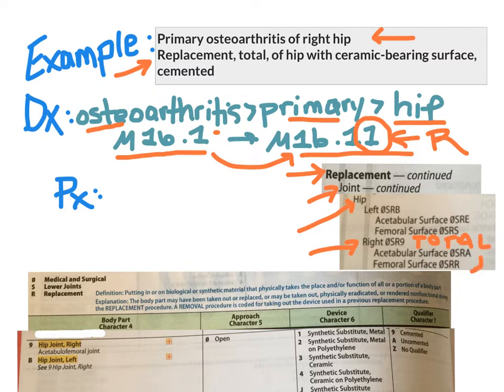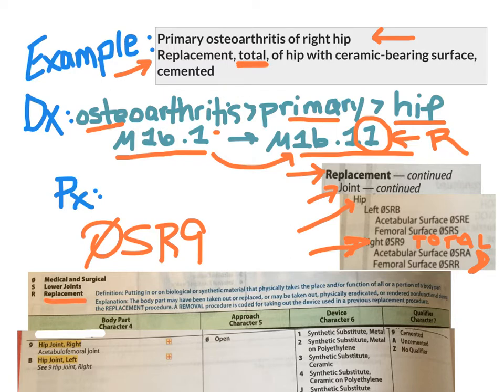0SR9. These would be used if it was partial and specified to the weight-bearing surface. But here our documentation says total. So we'll stay right here, 0SR9. And then, of course, we will go check the tables. Making sure we're in the correct table, replacement procedure, hip joint right. So we're okay through character 4 here. It's an open approach, that's our only option.